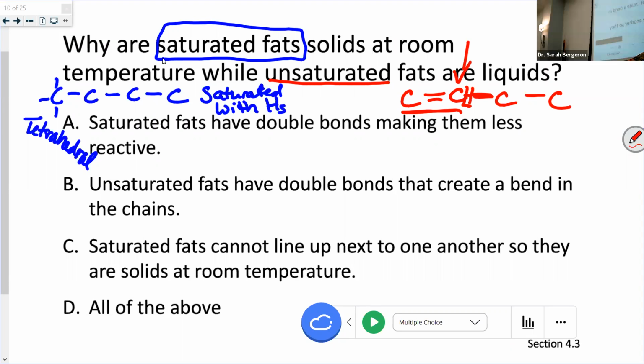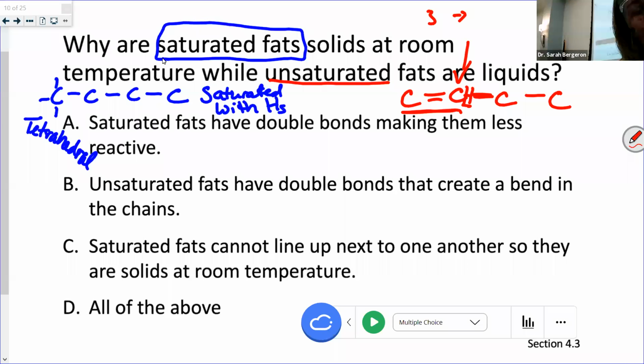So are they going to have the same conformation? No. So those double bonds actually change the bond angles between the bonds, and they put kinks into the fatty acids. So you know fatty acids have those carbon chains, right?